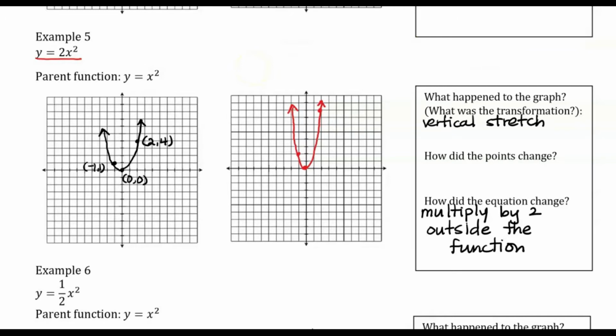And now we'll take a look at how the points changed. Well, 0, 0 didn't change. 0, 0 is still at 0, 0. But 2, 4 stretched up to be at 2, 8. And negative 1, 1 stretched up to be at negative 1, 2. So what's happening to those original points to give us the new ones is that we're multiplying the y values by 2. That's how those points are changing.